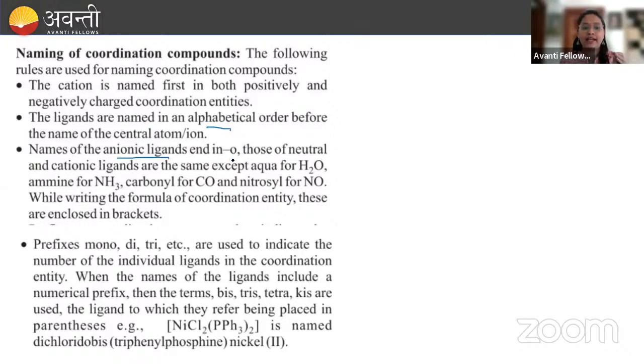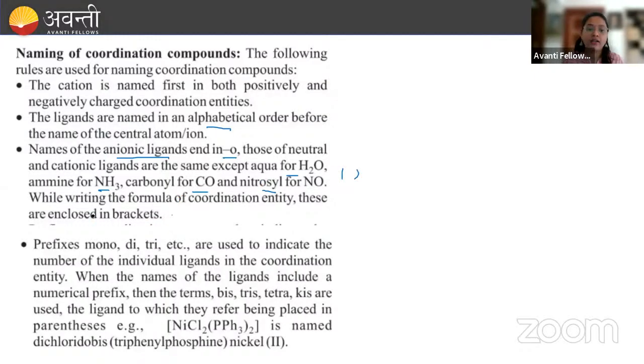The name of the anionic ligand ends in O, and those of the neutral and cationic ligands are the same, except aqua for H2O, amine for NH3, carbonyl for CO, and nitrosyl for NO. While writing the formula of a coordination entity, the ligands are enclosed in brackets. Whatever ligands we have, we are going to write them in a bracket.